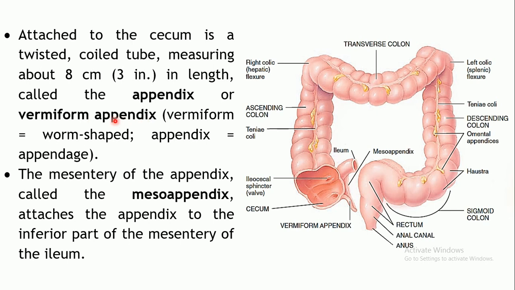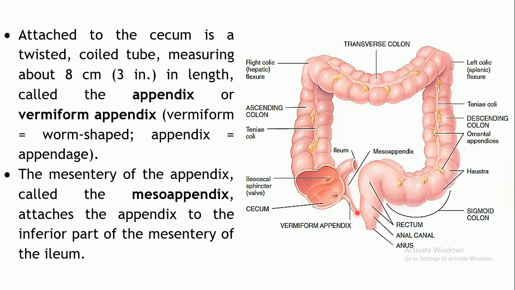Now, why it is called vermiform appendix is because vermiform means a worm-shaped structure, and appendix means appendage. As you are all aware, the appendix does not have any function as such in the body. Sometimes swelling or inflammation of the appendix may take place, as a result of which it might have to be removed operatively.